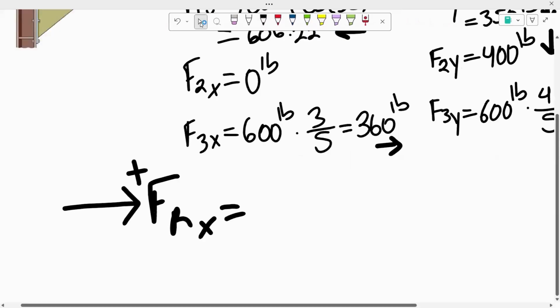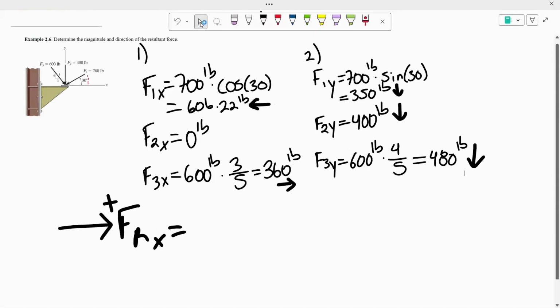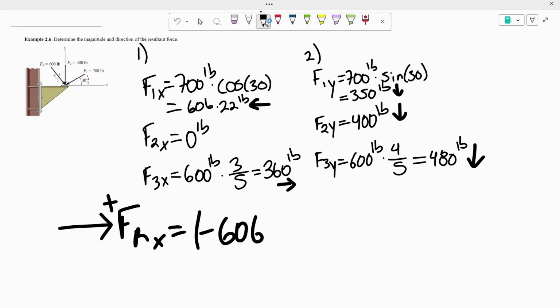So now that we have our signs for each of them, we said that we're going to assume that going right is positive. So this 606.22 pounds to the left means that it's negative. So we have negative 606.22. And then we have plus the 0 pounds. And then we have 360 pounds going to the right, meaning positive. So plus 360 pounds.